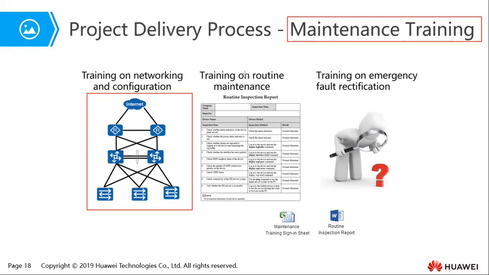You also need to train them on routine maintenance. So normally we're going to look at some of these things. The staff will have a routine inspection report, which they'll need to fill up, and some of the things that they need to check. So we are going to look at that in the coming slides. And you also need to train them on how to deal with emergency faults. So how can they troubleshoot the network very fast and return network services within the shortest time possible.